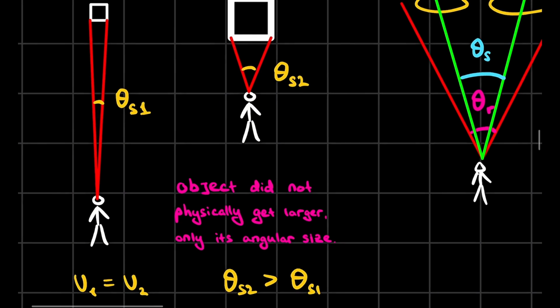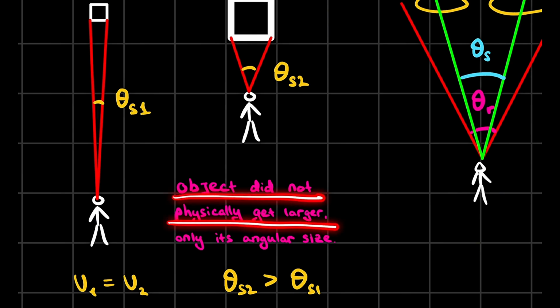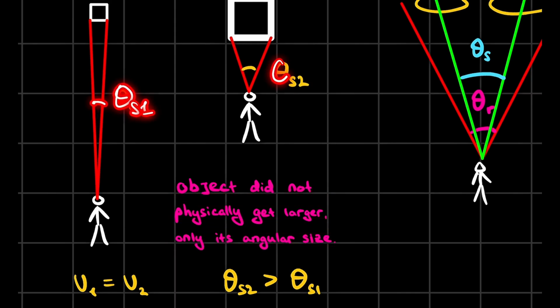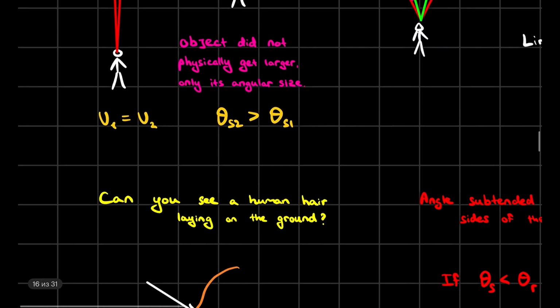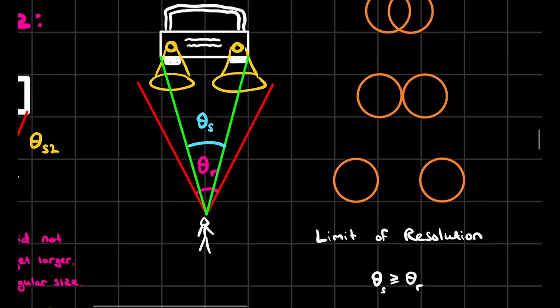As you can see here, as the human being goes to the box, this thing gets bigger. But in fact, it does not get bigger. As you can see, I have written here, object did not physically get larger. It does not enlarge, only its angular size. As you can see, this angle, angular size 1 and angular size 2. Only that thing differs in two situations, not the physical size of the box, okay? Okay, good.